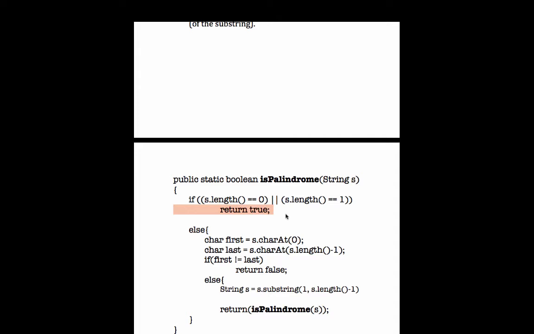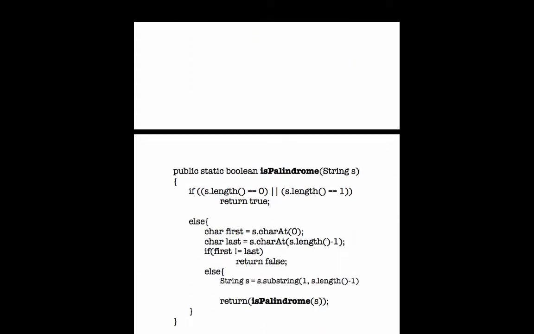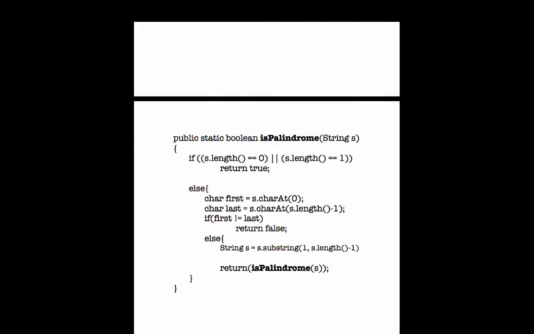Now, if I have more than one character, then I need to compare the first with the last value in my string. I'm going to do the comparison that I have here. And an easy case will be if they are not equal. If the first character and the last character are not equal, then if I write it forward and backwards, it's not going to spell the same. So I can conclude right away that whatever sequence I have is not going to be a palindrome. So what do I do? I'm going to do this else part.